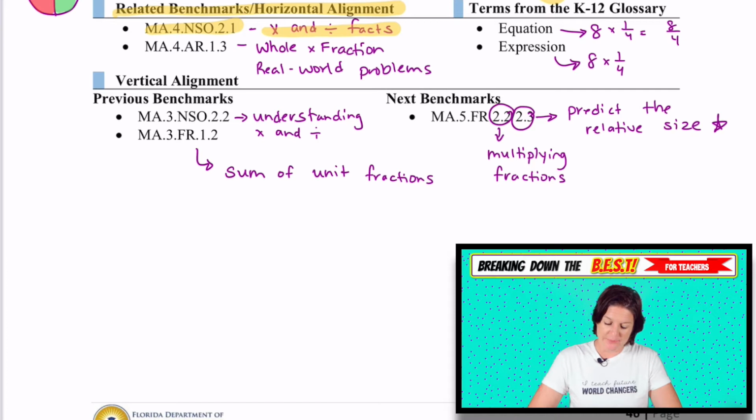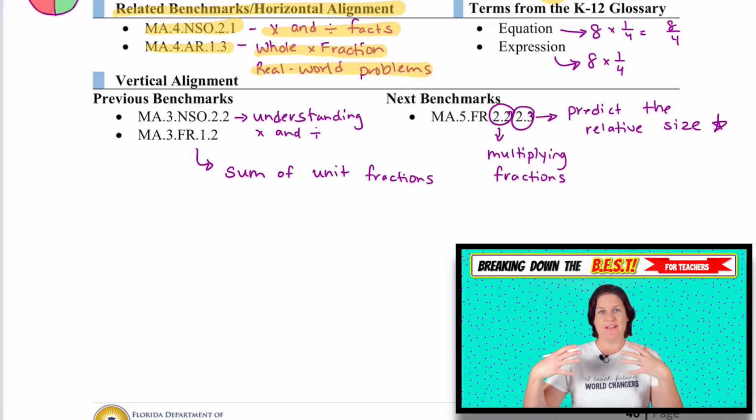And then 4.AR.1.3 is whole number by fraction real world problem. So everything that we just saw in the example would be more focused on that 4.AR.1.3 standard. However, we're trying to see what it would look like with visual models. A lot of times creating that real world situation makes it easier to understand. So this standard, FR.2.4, and the AR.1.3, those mesh really well together. So throw them together when you can, okay?